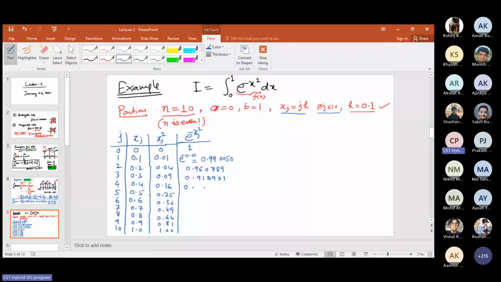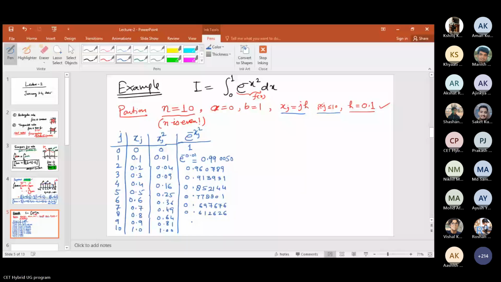0.16, corresponding to 0.16, you will get 0.852144. Corresponding to 0.25, you will get 0.778801. Then corresponding to 0.36, you will get 0.697676. The next value corresponding to 0.49, you will get as 0.61 2626. You should be very careful. Here I will make some comment also.